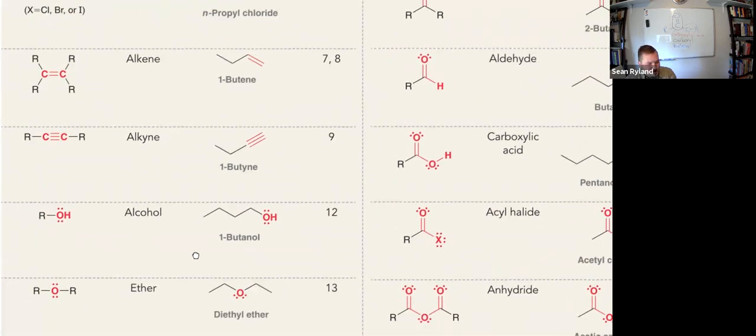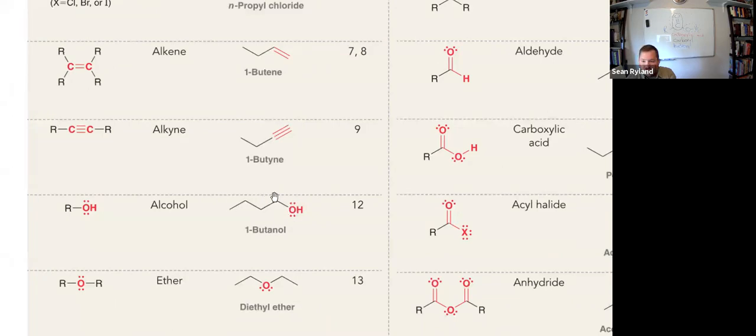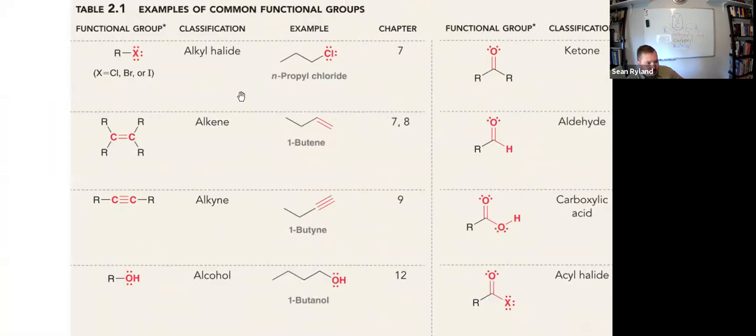Then you've got alcohols, when you have an OH group attached to an sp3 carbon. An ether is when you have two carbon chains linked together by an oxygen, where you have an oxygen in between those two carbons. You've got alkyl halides. Alkyl is an adjective that just means a bunch of sp3 carbons. And so an alkyl halide just means you have a halogen attached to an sp3 carbon.